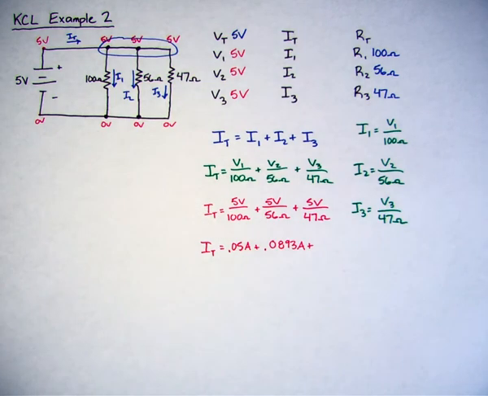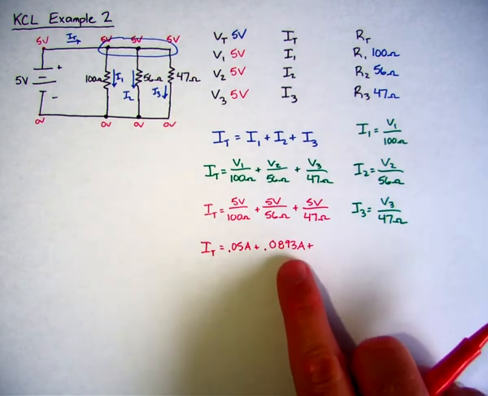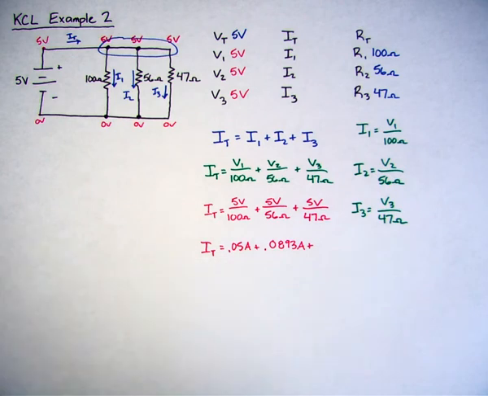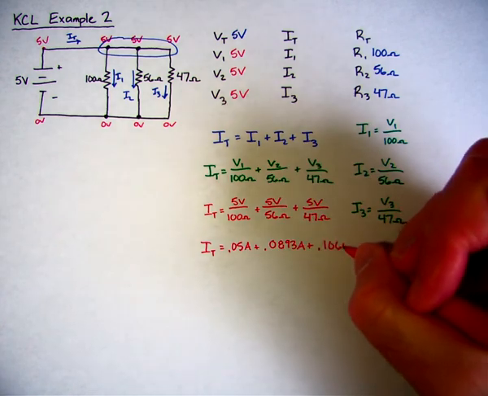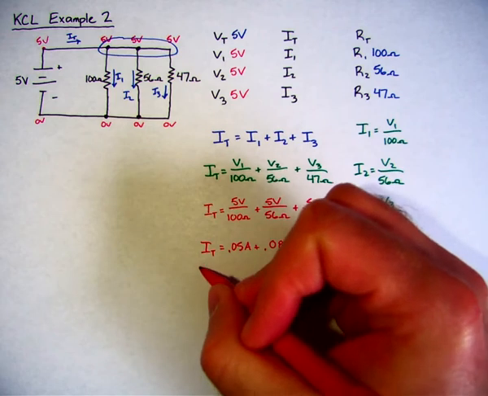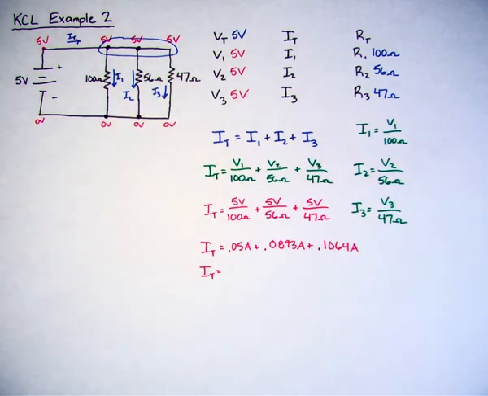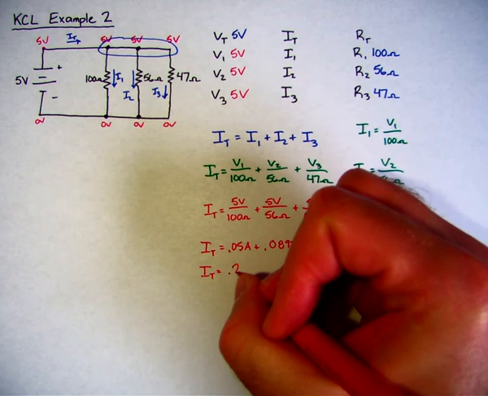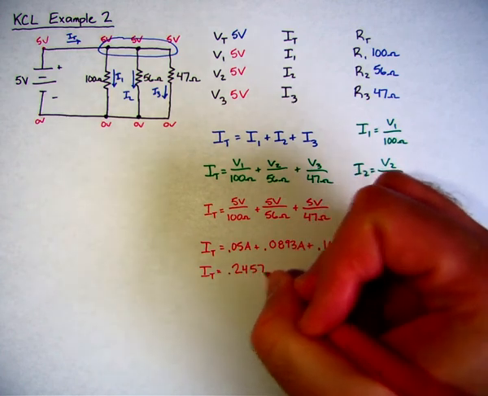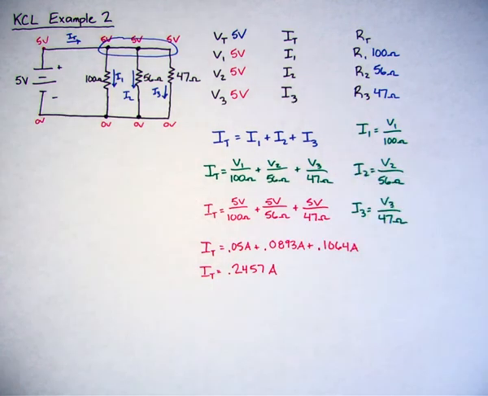When you're doing this problem on your own, I would actually round to more than that. I would just use the value from the calculator and keep using that. Then for the last one, 5 divided by 47 is 0.1064 amps. So if I add this up, I'll get my total current. I'm just going to use the values from the calculator to get a more accurate answer. I get 0.2457 amps if I round that to 4 decimal places.